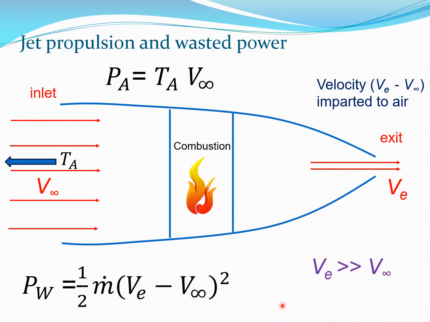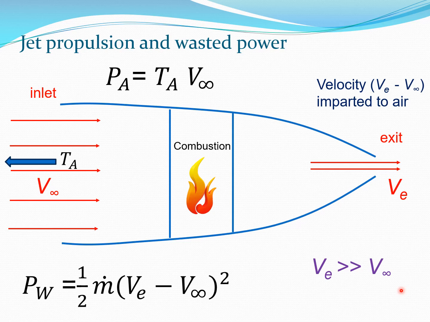So let's start by looking at a very generalized schematic of jet propulsion, which is that the air comes in to the inlet at a velocity V infinity and it leaves the exit at a velocity V subscript e, and inside the jet engine somewhere combustion takes place of the fuel air mixture, and so what happens is that the velocity of the air coming in is imparted an extra velocity or an additional component, and so Ve is typically much larger than V infinity. So that's how the jet produces the thrust.